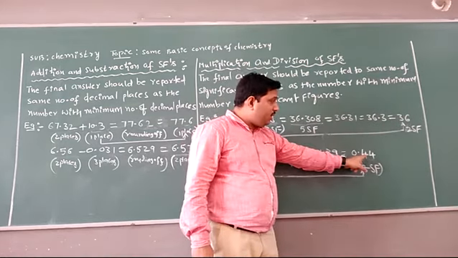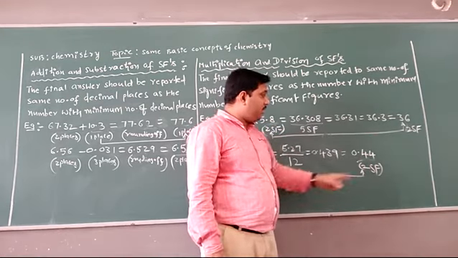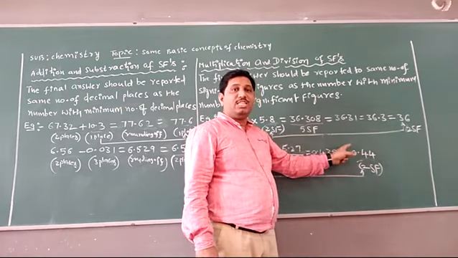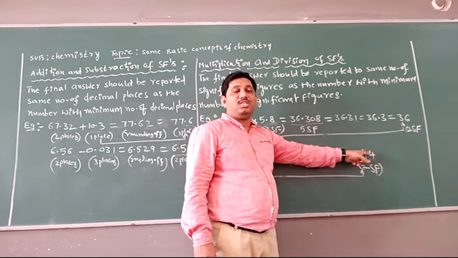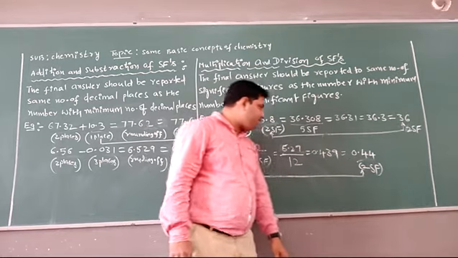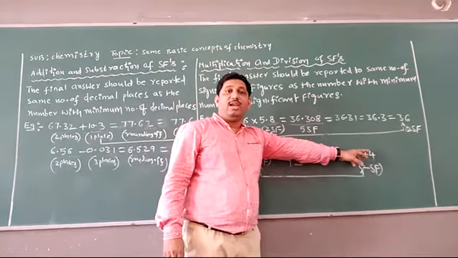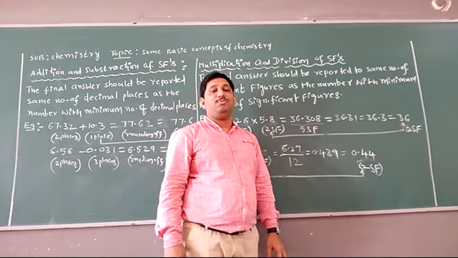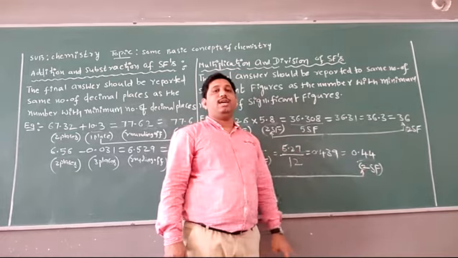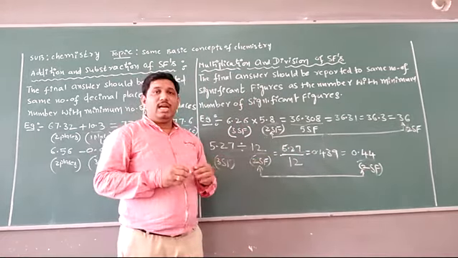0.44. Therefore this 0.44 has 2 significant figures. Why? Because the 0 present before the decimal point is not significant. 4, 4 are the 2 non-zero digits, hence they are significant. Therefore the minimum number of significant figures is 2. Here the final answer is also reported to 2 significant figures, 0.44. Hence that is the correct answer. Clear, students? It is the division of significant figures.